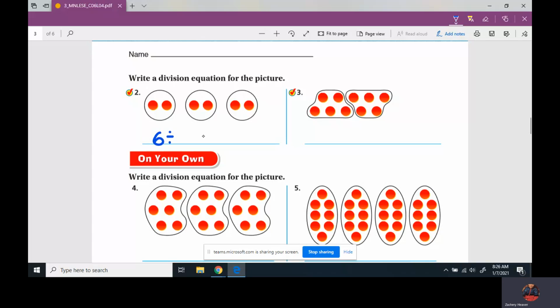Divided by how many groups do we have? 1, 2, 3. How many is in each group? 2.